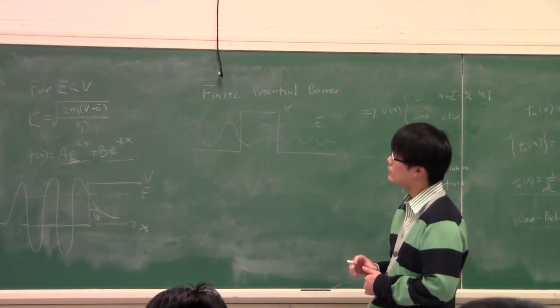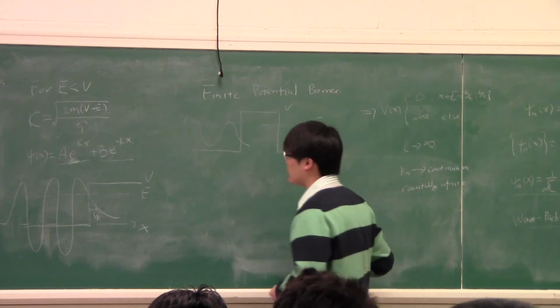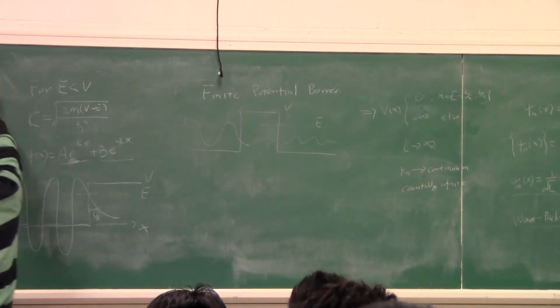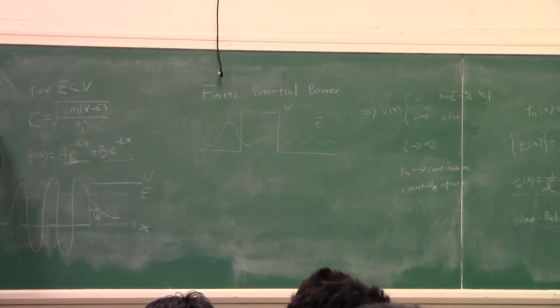All right. And then we get to using this picture, this piecewise constant potential picture. Sorry, this should be piecewise constant. I don't mean piecewise continuous.